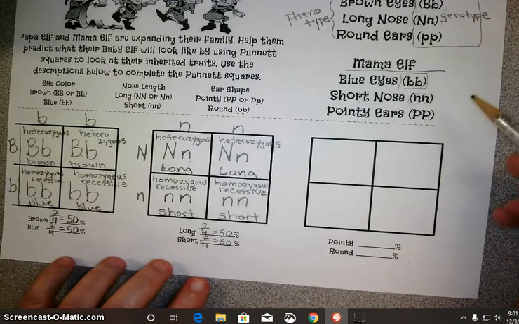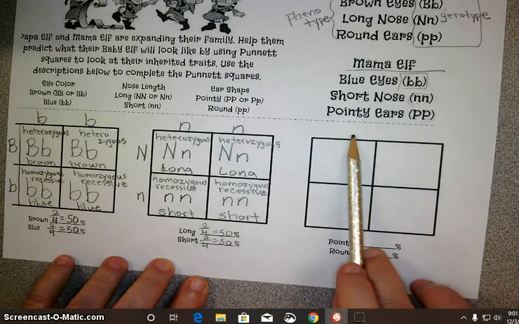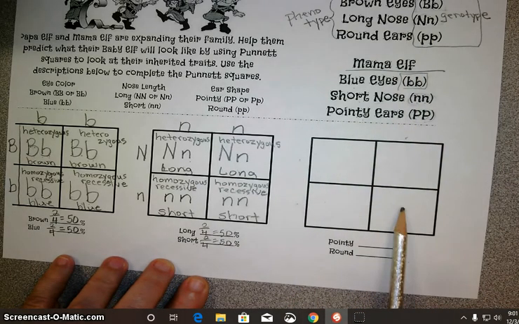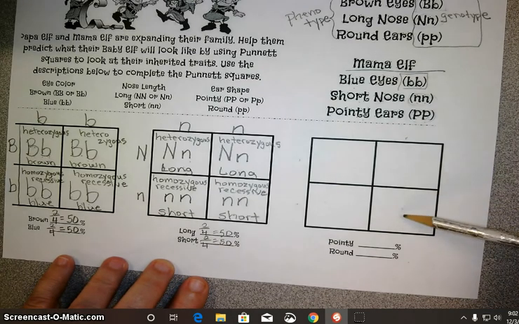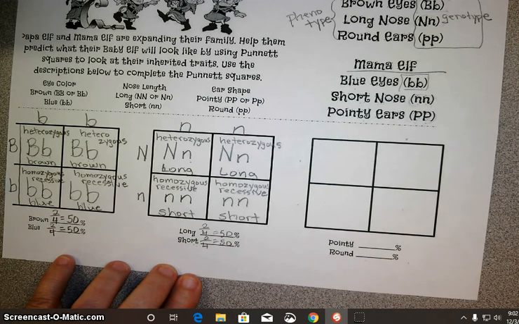I want you to do the last one all by yourself, starting with mom's genotype, and then dad's genotype, and then the combinations, what they're going to look like. Are they going to have pointy ears? Are they going to have round ears? And then follow through with, is it heterozygous or is it homozygous? If it's homozygous, is it dominant or recessive? And then finally, what is the percentage? So go ahead and finish that. And then I want you to take a picture and upload it.